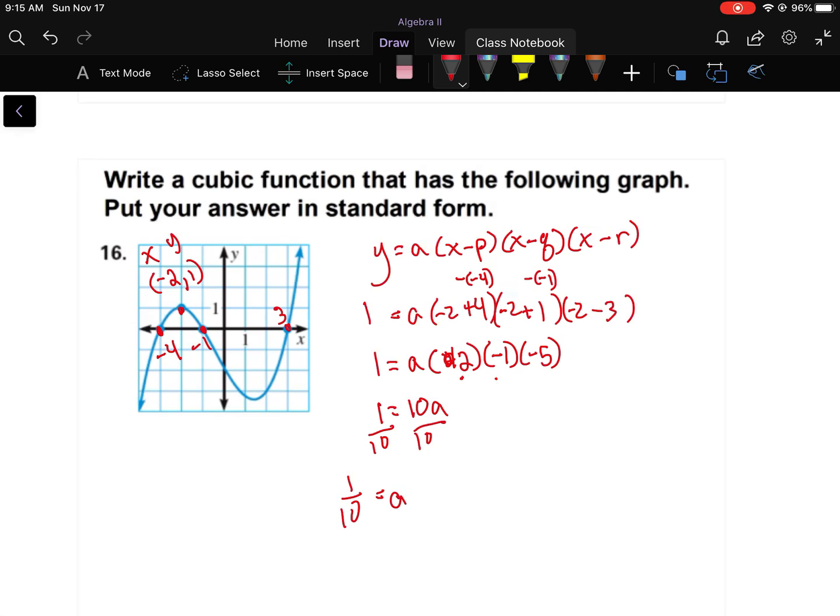Okay, now this is a positive a value, so if I go back to what we talked about with end behavior for a cubic, if a is bigger than 0, so it's positive, on this side it should be going down and up. Well, since my graph was going down on the left side and up on the right side, my a value needed to be positive.